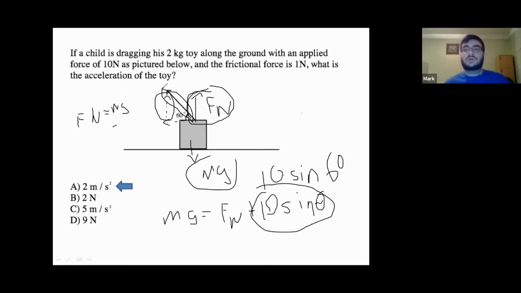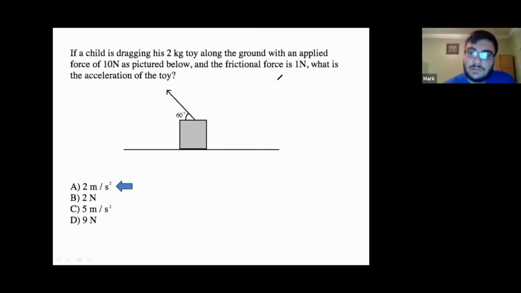Same thing in this situation. The kid is kind of lifting it a little bit. So the kid plus the normal force is equal to gravity, instead of just the normal force being equal to gravity. Does that make sense?